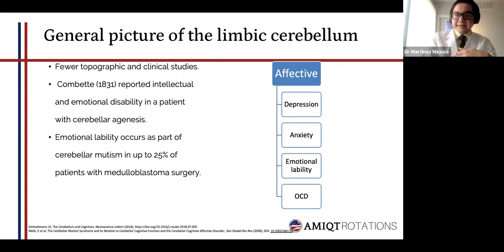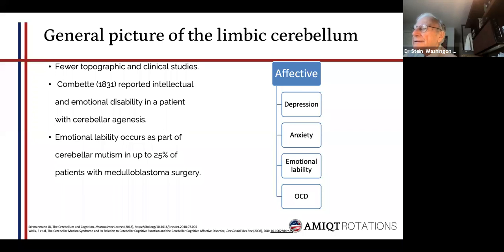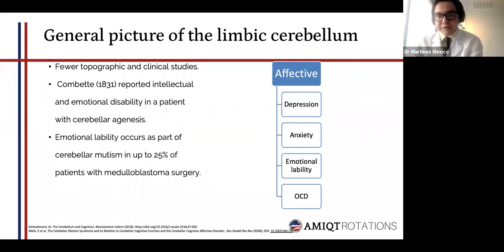It has been seen that emotional lability is an important part of cerebellar mutism syndrome, and some authors have hypothesized that cerebellar mutism syndrome and cerebellar cognitive affective syndrome are on the same spectrum. That is why the Posterior Fossa Society is now studying both of them. And there are many different changes in affect. In Schmahmann's original study, for example, they saw many obsessive compulsive behaviors, but the most prominent aspects are emotional lability and depression.